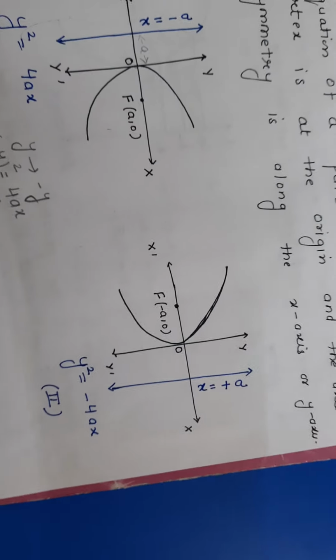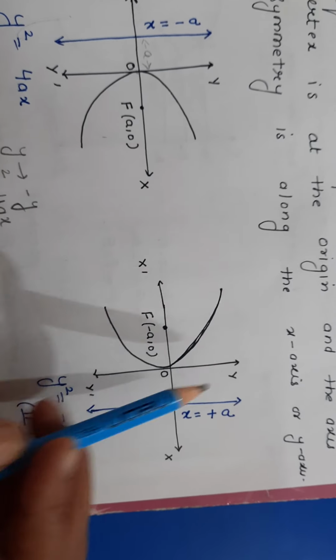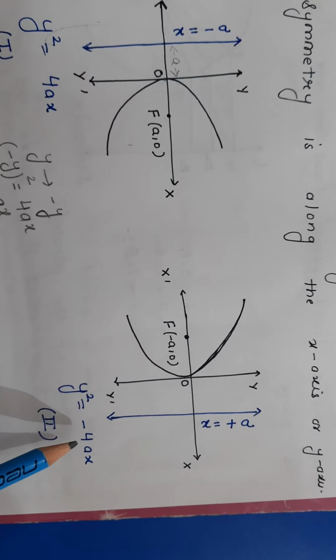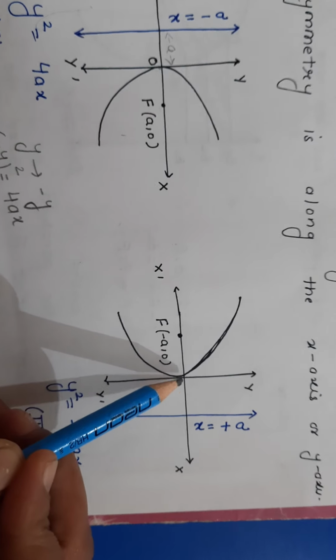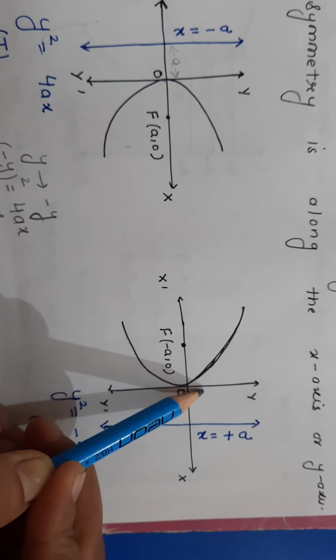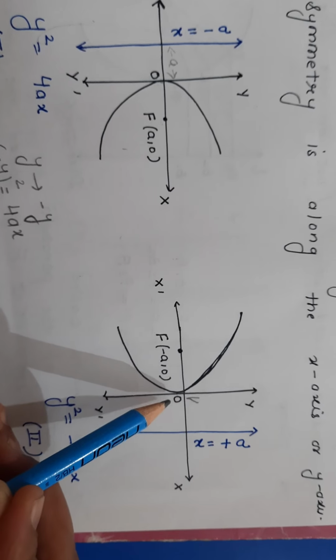The second case, open towards left. Its equation is given by y square is equal to minus 4ax. Again, this is your vertex V. This is at the origin, (0, 0).